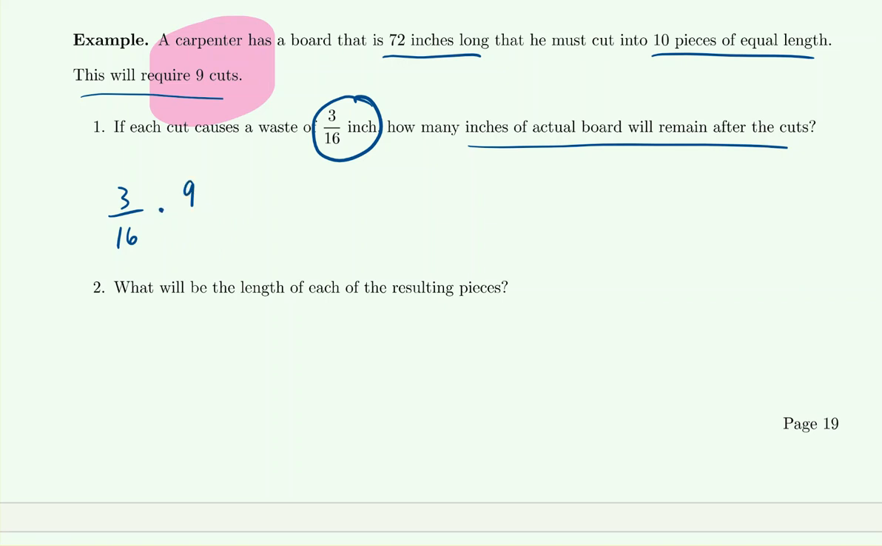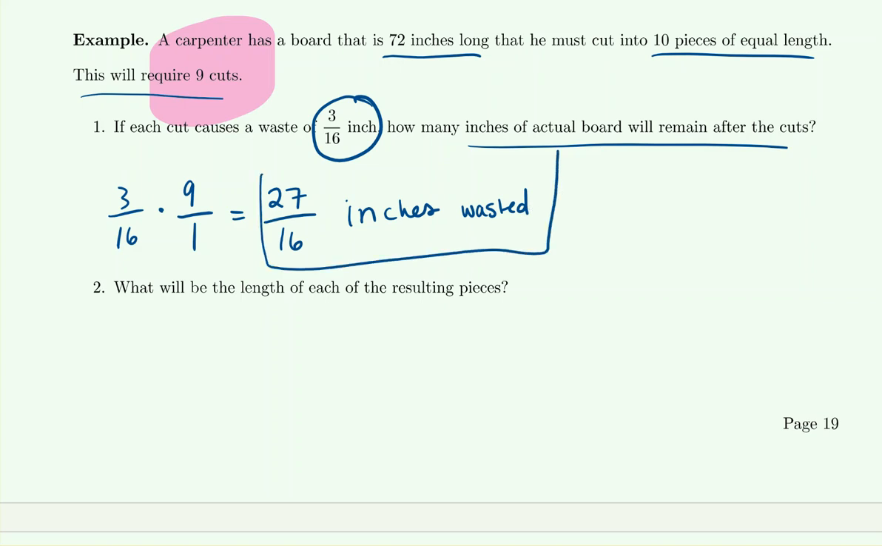And to help us see this as fraction multiplication, we can rewrite 9 as 9/1. And we would get this is equal to top times top is 27/16. So we've got 27/16 inches that are going to be wasted from our cutting. Now, we didn't ask how much was wasted, we asked how much is remaining.